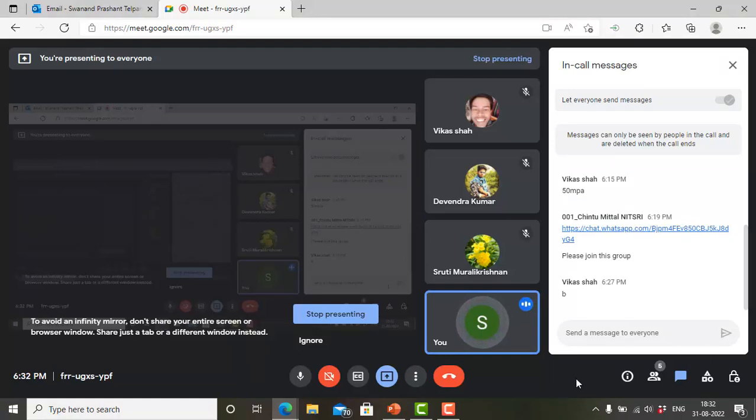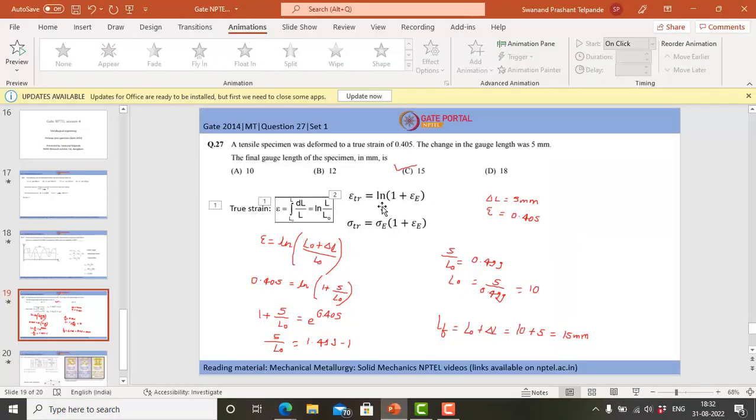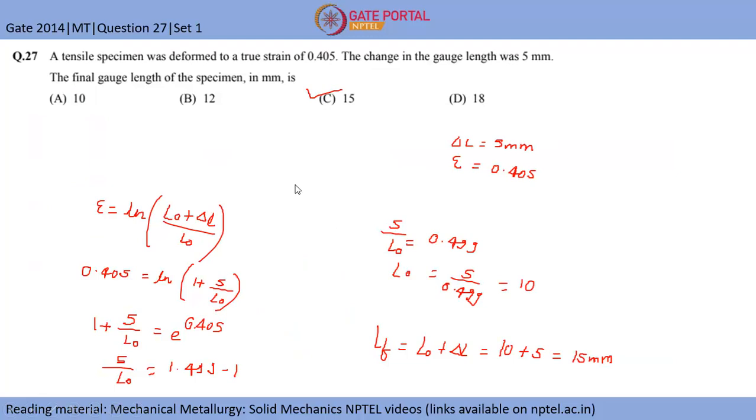So I have a few more formulas along with this. You should remember these two formulas also, where you need to find two things here. Similar questions can be asked in the GATE exam.